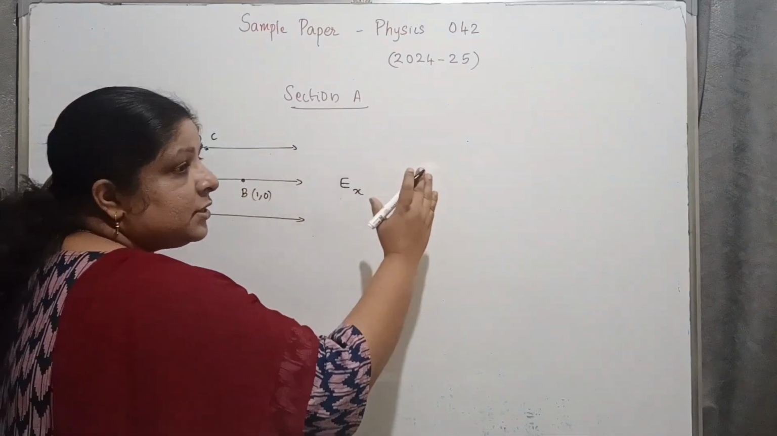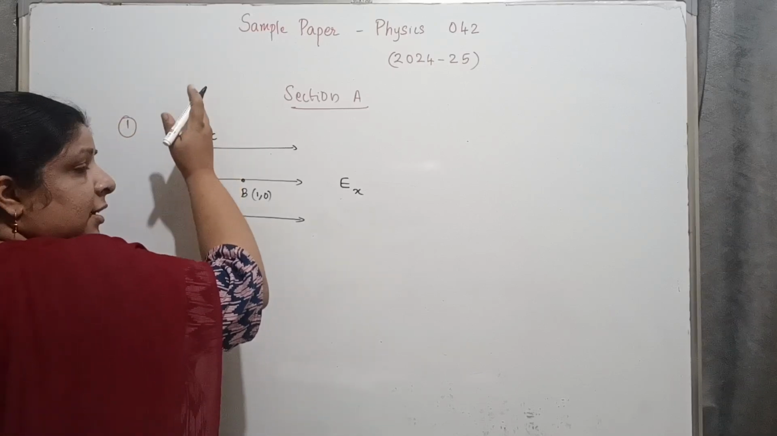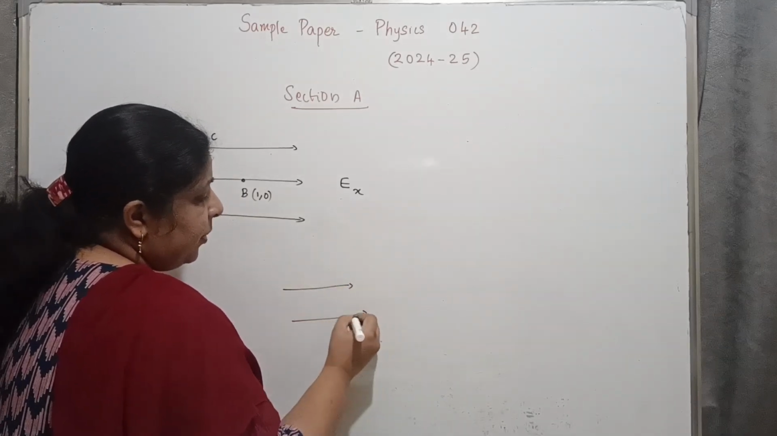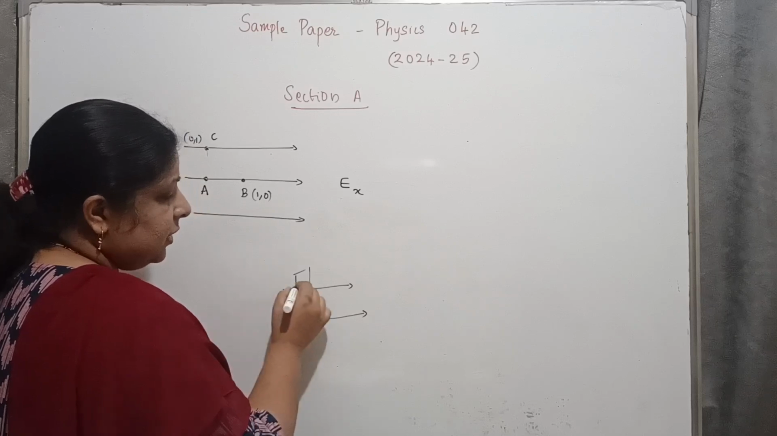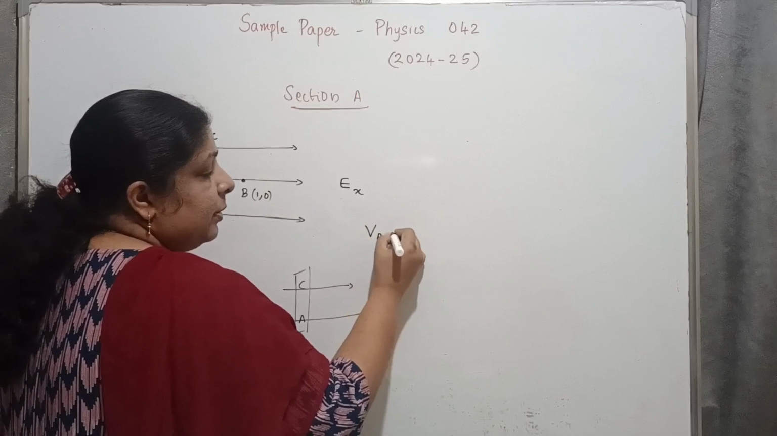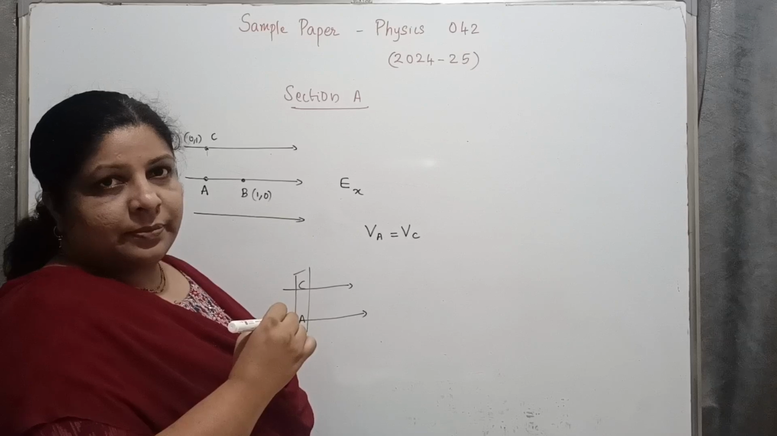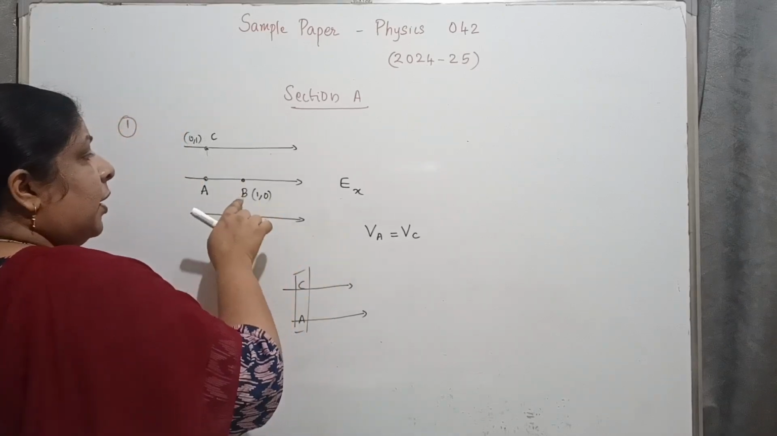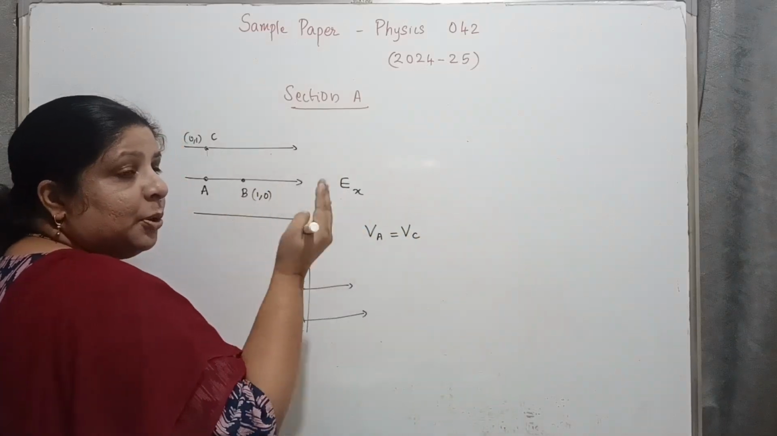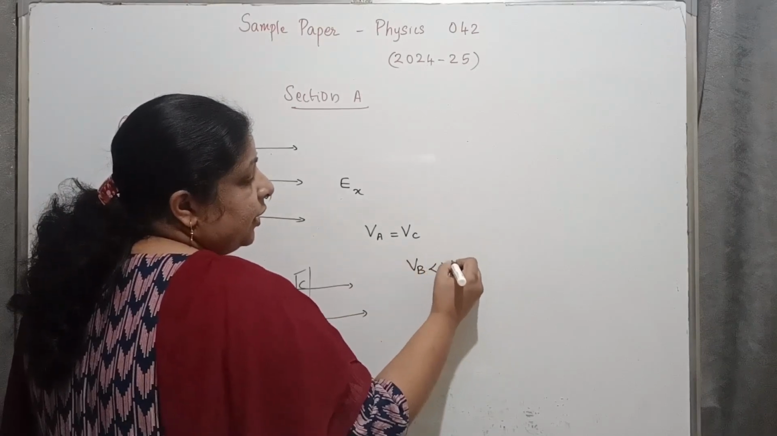Here you can see the electric field is going in the positive x-axis direction. A and C are on the same plane. For a uniform electric field, equipotential surfaces are parallel planes. So C and A are in the same plane, so potential at A will be equal to potential at C by the concept of equipotential surface from chapter 2. Now, what about potential of B? As the field goes away from a charge, the potential decreases. So potential at B will be less than potential at A.